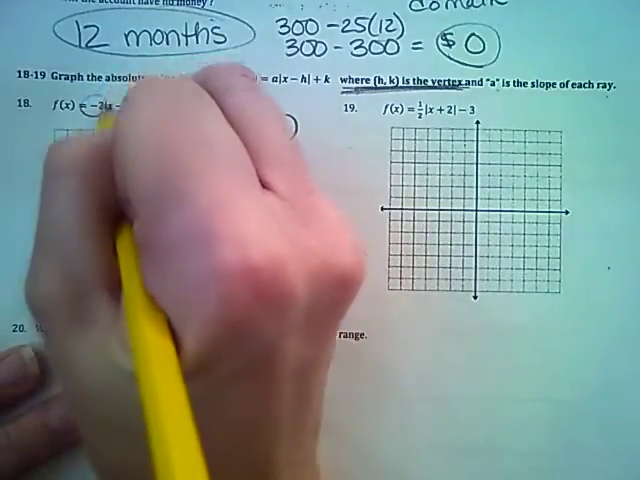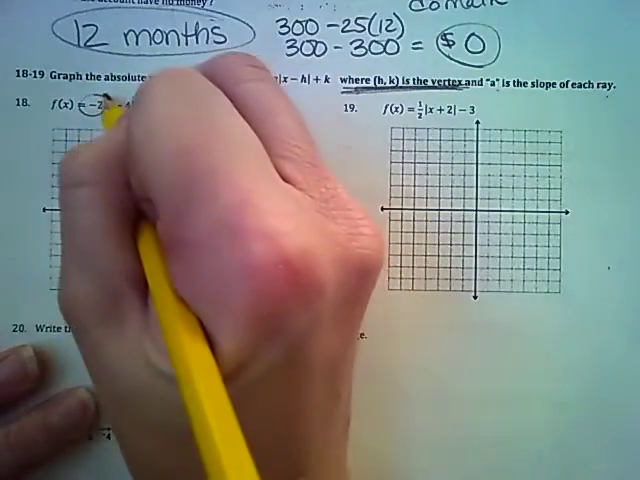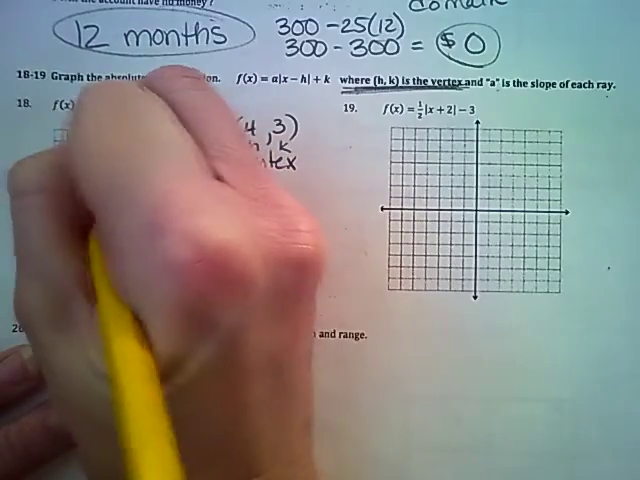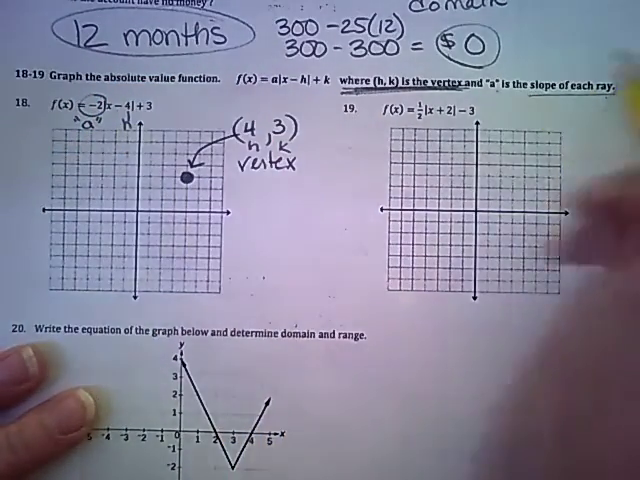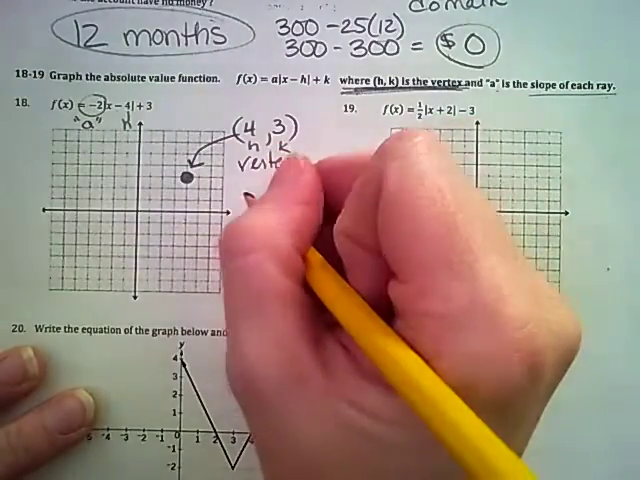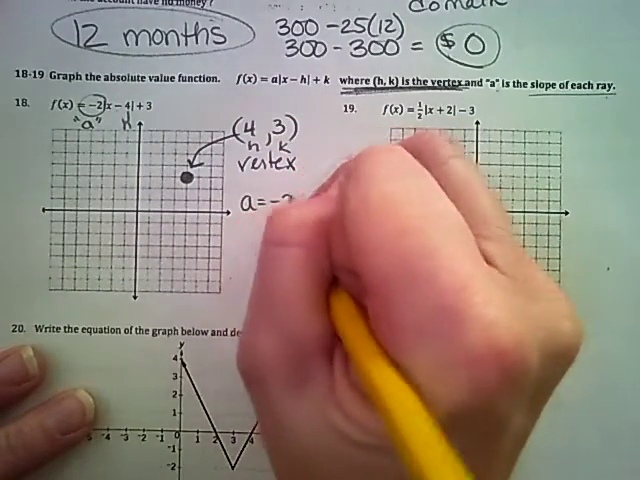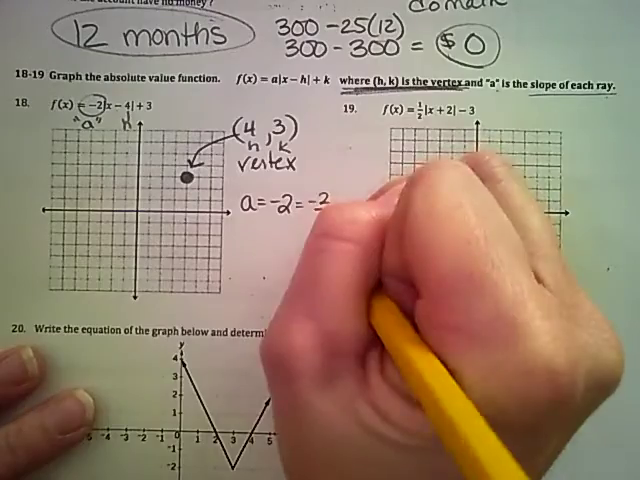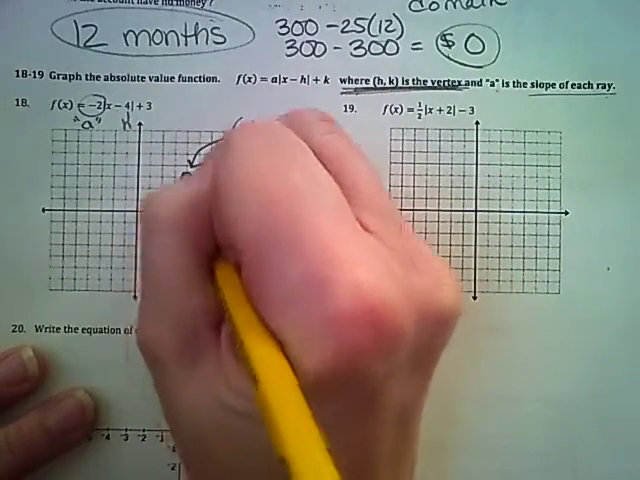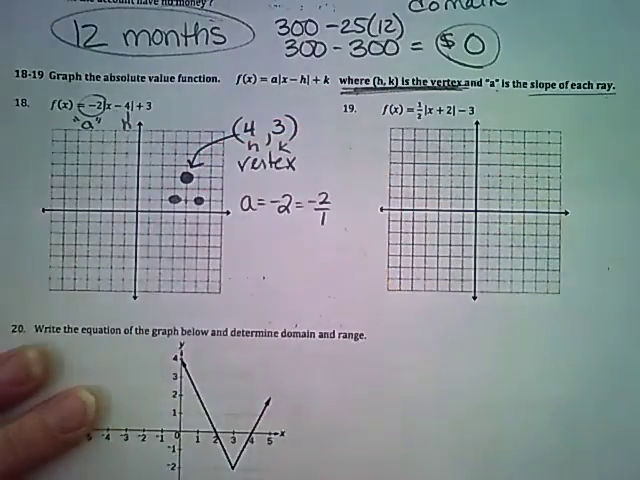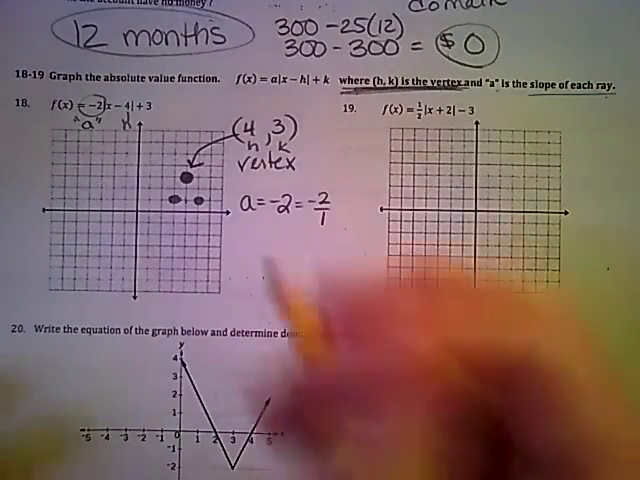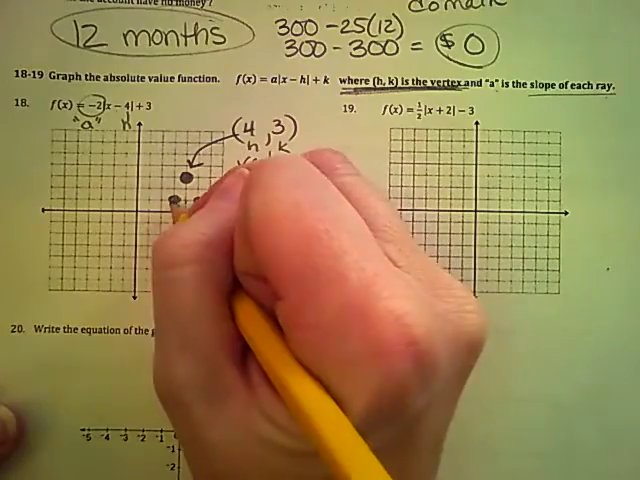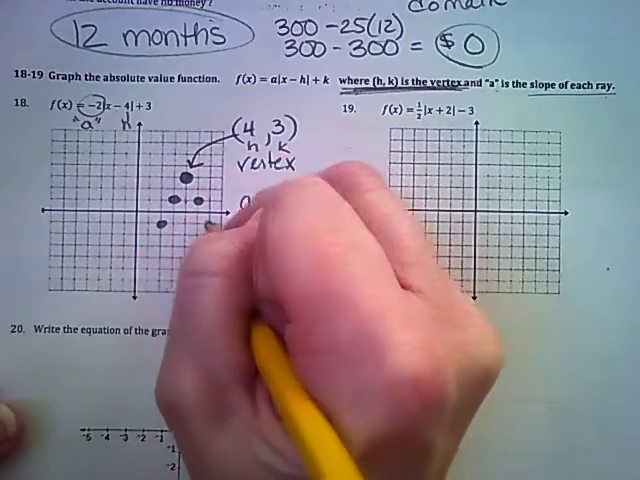Now in this equation, this number in front, that's A. And A is the slope of each ray. Because it's negative, that means it's open down. So A being a negative 2 means negative 2 over 1, down 2 over 1, down 2 over 1. Do both sides to create that V-shaped graph. That is something you need to know. You need to know that an absolute value function will create a V.